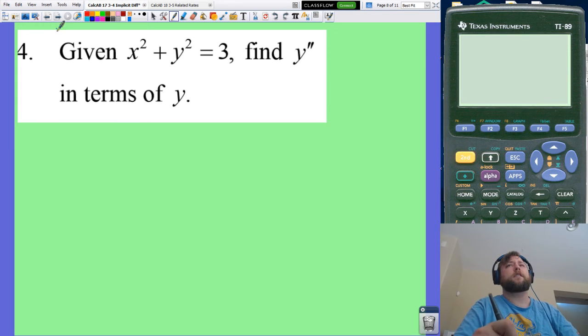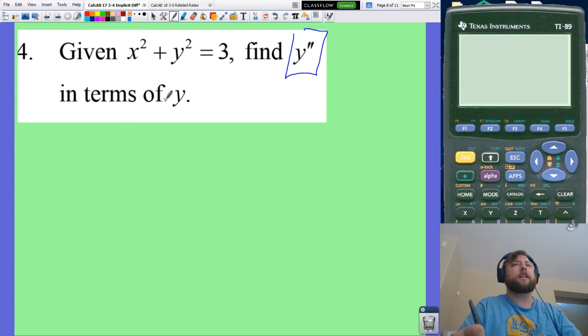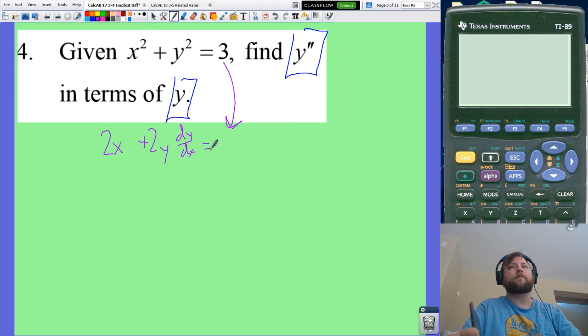Now, I might have to do the second derivative. And sometimes when we do the second derivative, we have to answer it in terms of y. So it means just derive it twice, right? Well, let me show you what that looks like. There's some little trick here. So I'm going to implicitly derive this. So you get 2x plus 2y times dy/dx equals 0.